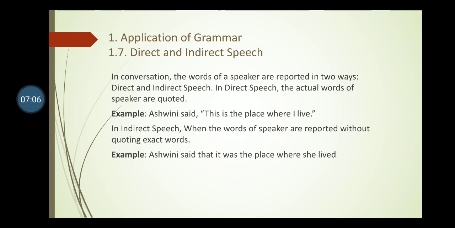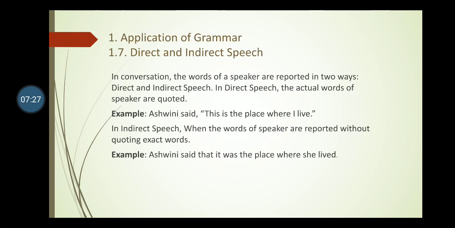In direct speech there are inverted commas. Ashwini said, comma, double inverted comma, this is the place where I live. And in indirect speech, Ashwini said that it was the place where she lived. Have you got it? Direct speech means inverted commas and indirect speech means without inverted commas.